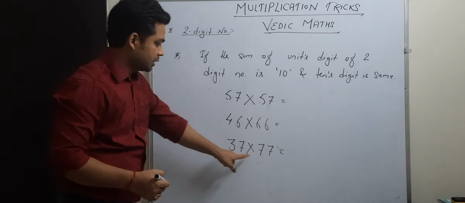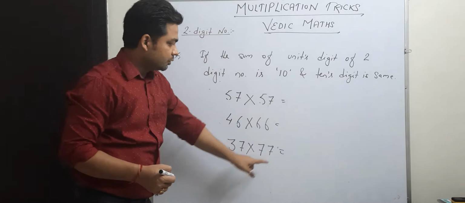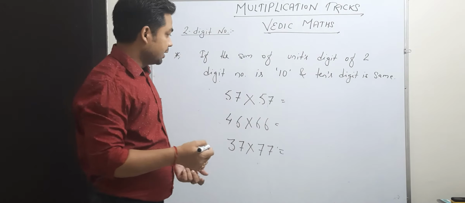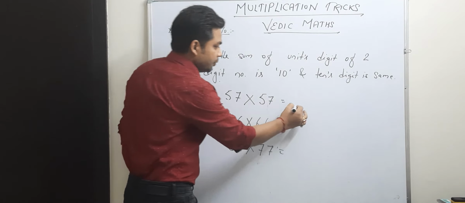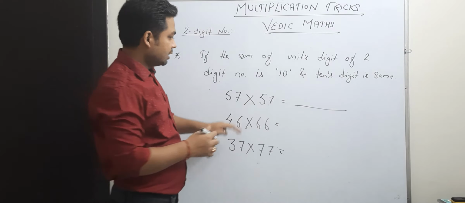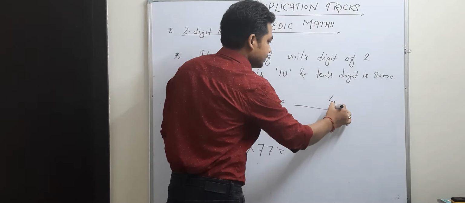See, in this case also 7 plus 3 is 10 in the units. So how will you solve this type of multiplication? See here, we will do it with the same method. See, 7 7s are 49.